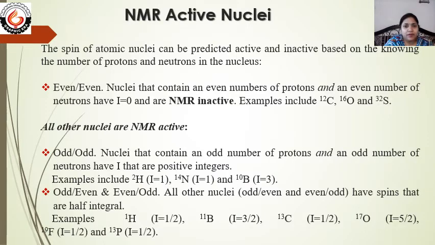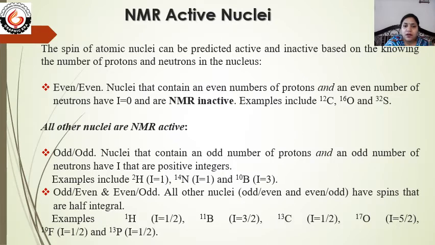NMR active nuclei. As we know, for a nucleus to be NMR active it should have some value of I, the nuclear spin. So if the value of I equals 0, the nucleus is NMR inactive. If I has some value, then the nucleus is NMR active. We can easily predict whether a nucleus is active or inactive by knowing the number of protons and neutrons in the nucleus.